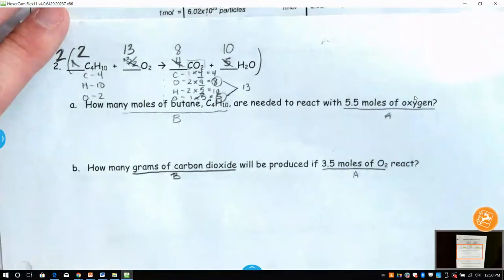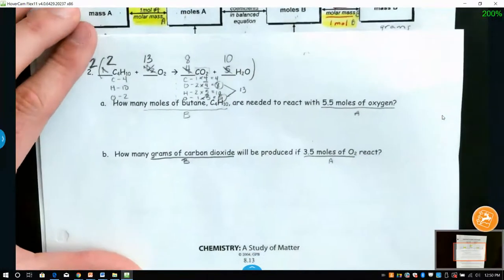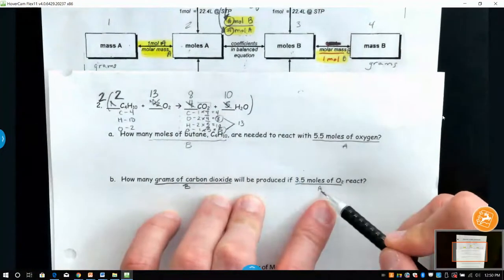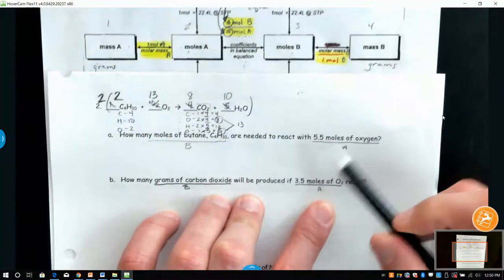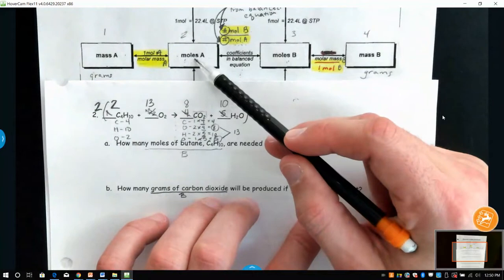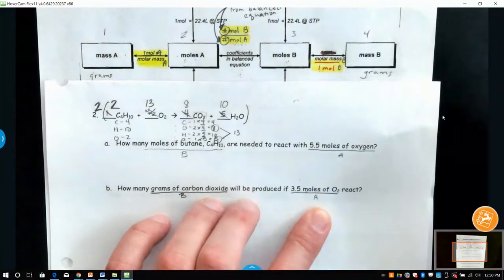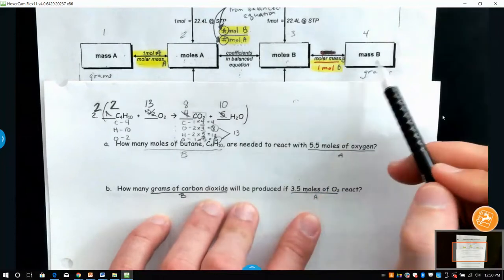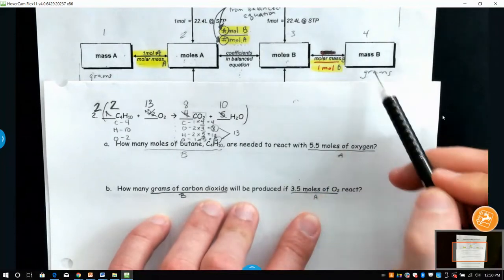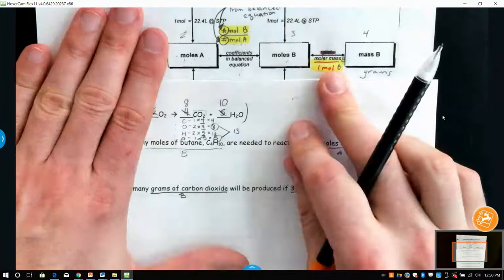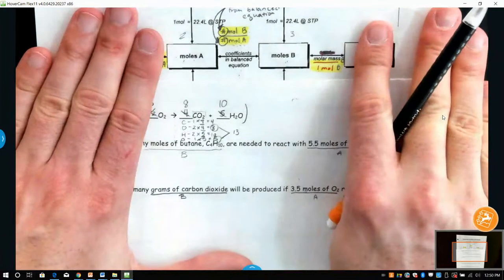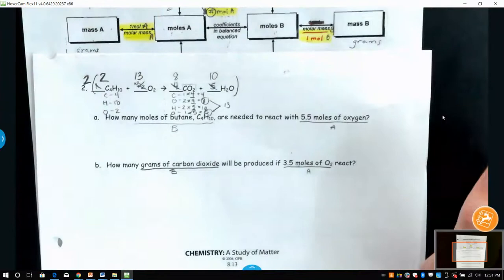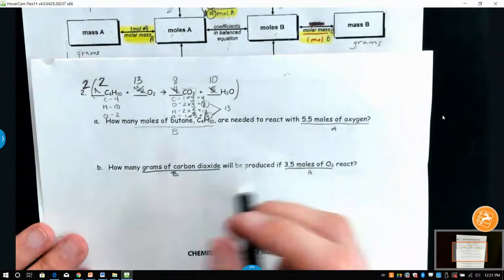So with that, I'm going to zoom out just for a second. We're starting with moles of substance A, so we're starting here at box 2. They want grams of substance B, which would be here. So these two yellow highlighted pieces are going to be our conversions. Take what you're given and put it in the starting spot.